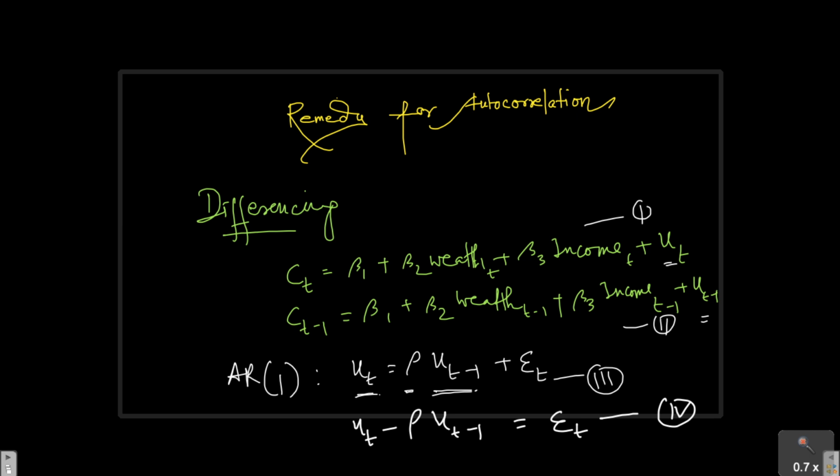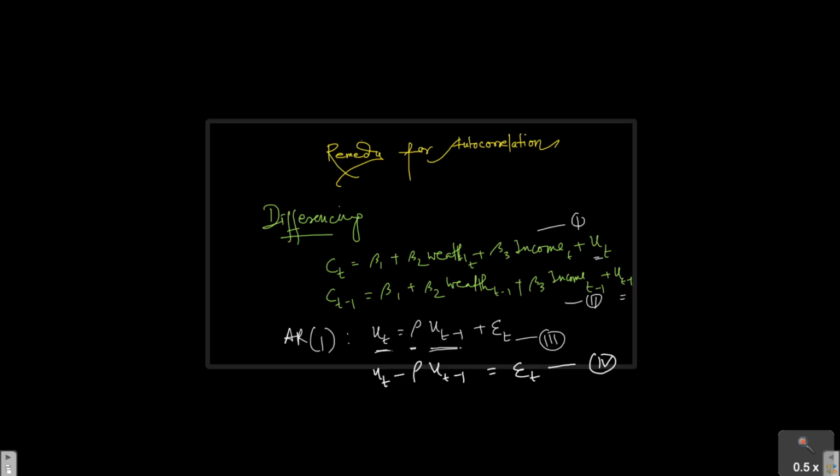Now if I want to achieve that, essentially I have to multiply equation 2 with rho, and then subtract it from 1. So let me use a different color: 1 minus rho into 2.